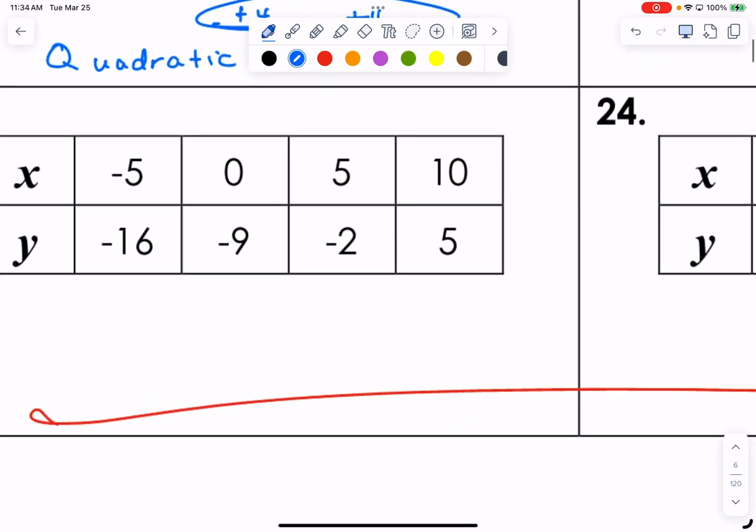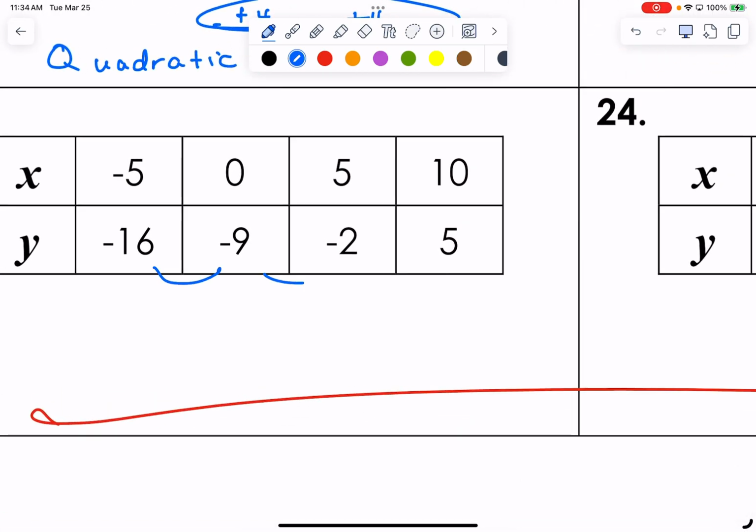Okay, 23. What's happening every time? Times? I don't think so. Plus, minus. Minusing or adding? Which one? Add 7 every time. So what is it when you just add the same thing every time? This is the easiest one, the line. Linear.